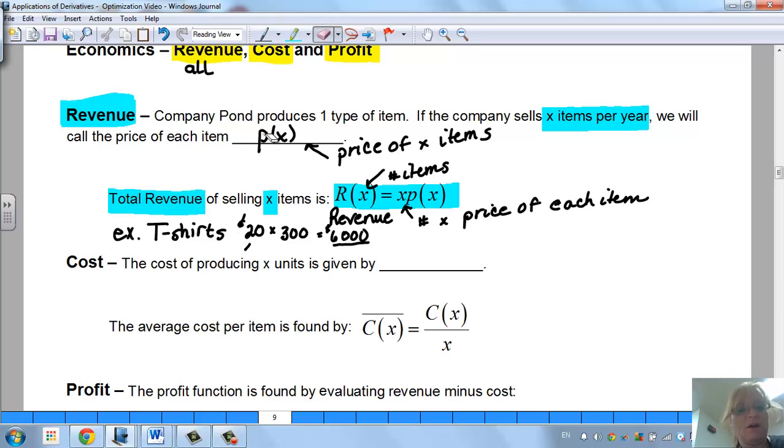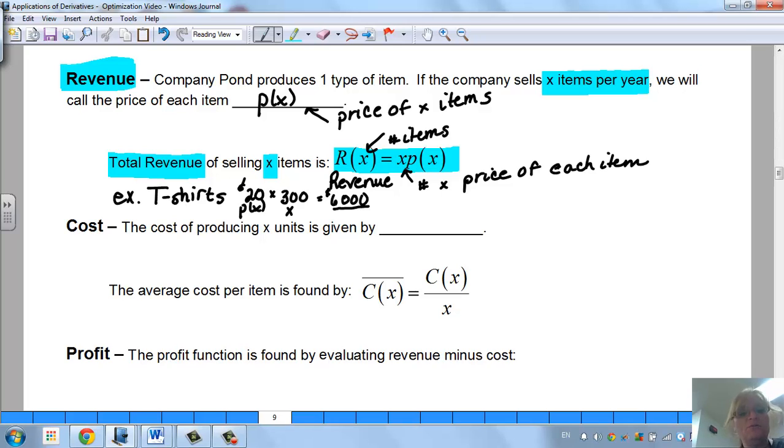Notice this is my x, or the number that I sold. This is my price of each one. So it's x times p of x. That's my example. The cost of producing x units is given by C of x.